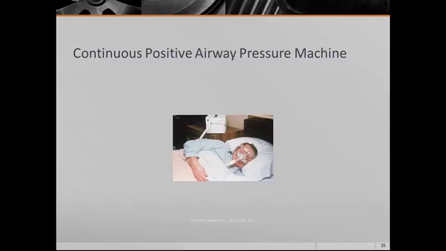Continuous positive airway pressure machines. We often call these in the clinic CPAP machines, CPAP, abbreviation for continuous positive airway pressure. As you can see, this patient is hooked up to a CPAP machine while he is sleeping. This helps keep the airways open and keeps the air flowing.